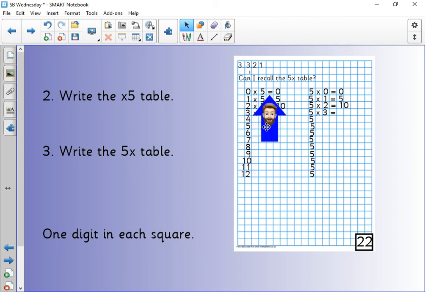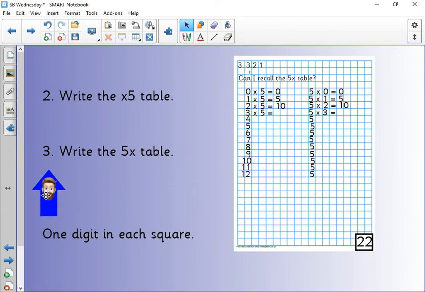0 times 5 equals 5. Okay? 1 times 5 equals 5. Sorry, 0 times 5 equals 0. 1 times 5 equals 5. 2 times 5 equals 10. 3 times 5 equals, what will that be? That's right, 15. So you carry on with that pattern, and all these numbers here are your jumps of 5. They go in order, okay?